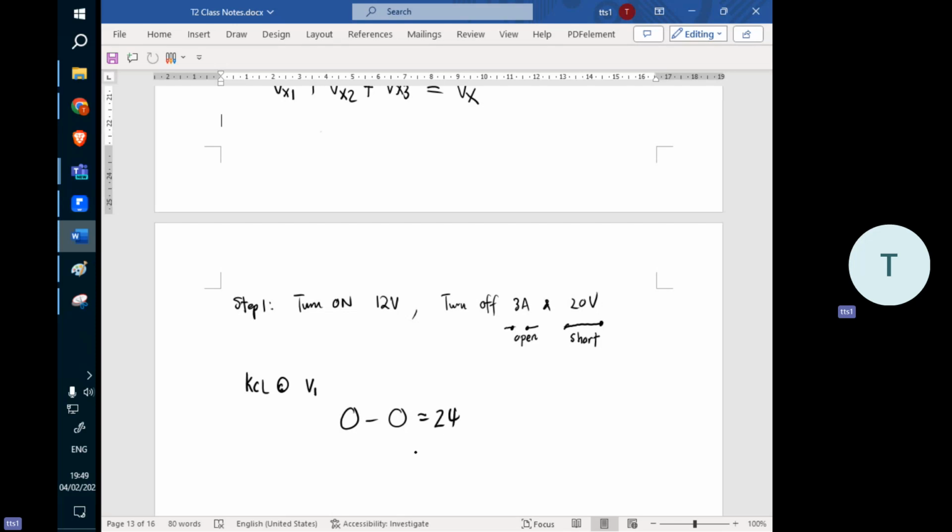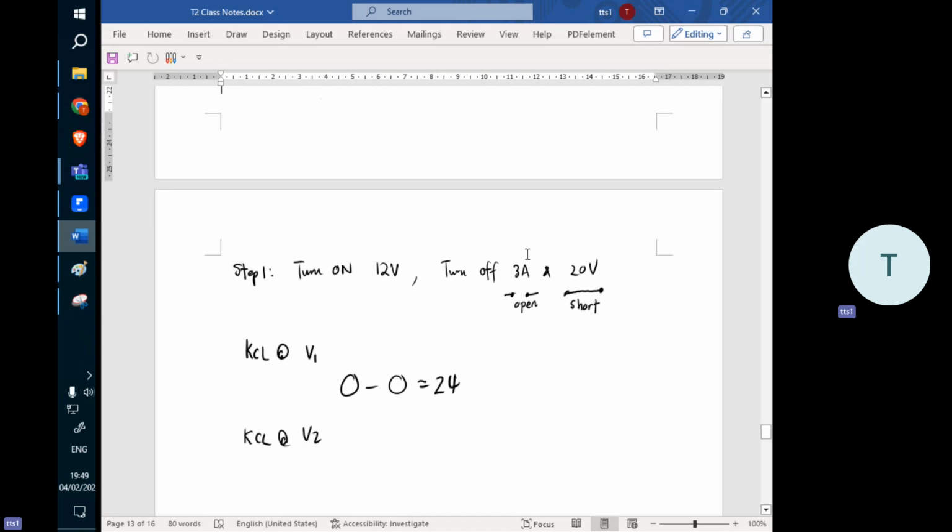Okay, I give you part of the answer, right? And then you do the KCL at node V2. You will get something like something minus something equal to 0. So now you have 2 equations.